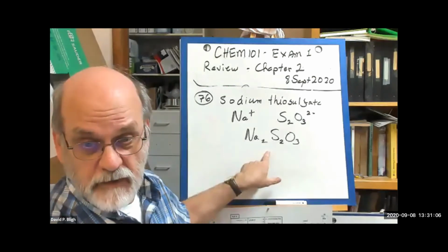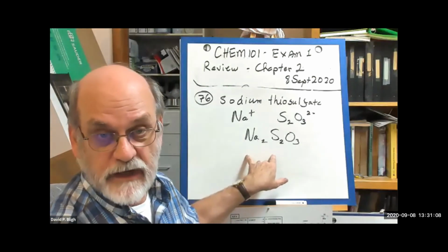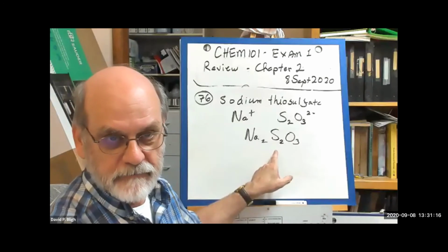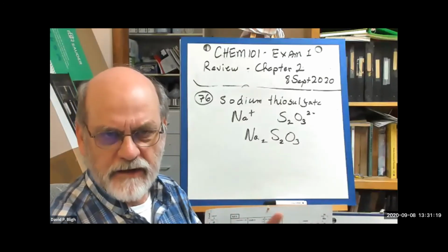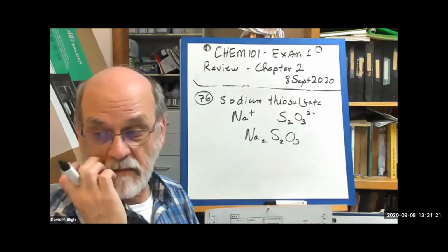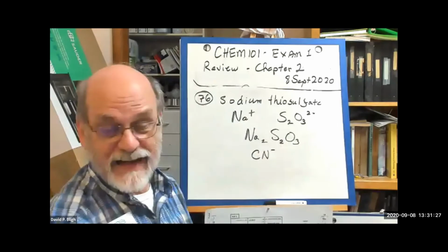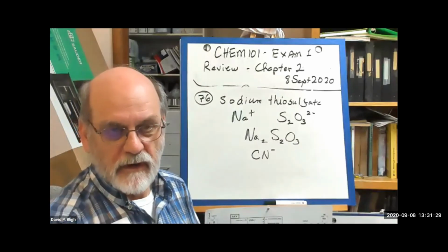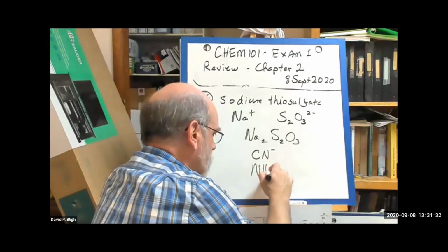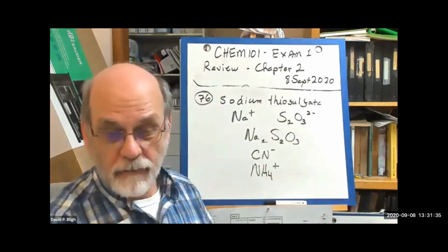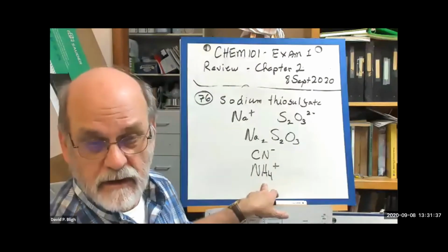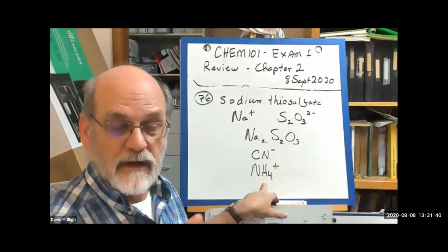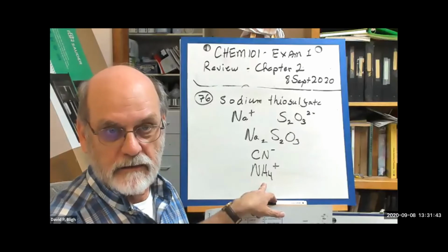One of the clues is you've got 3 or more elements in your formula, and one of them is oxygen. That's a clue that you have a polyatomic. There are a couple of polyatomics that don't have oxygen in them. One is cyanide. Just memorize that one. And another one is ammonium. Ammonium is the only one in our list that is a cation, a plus charge.